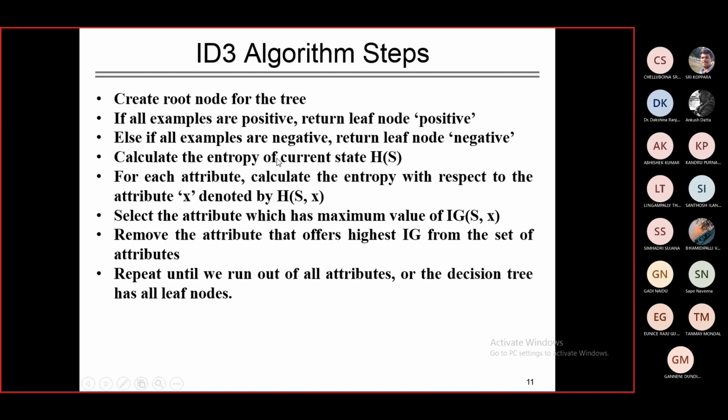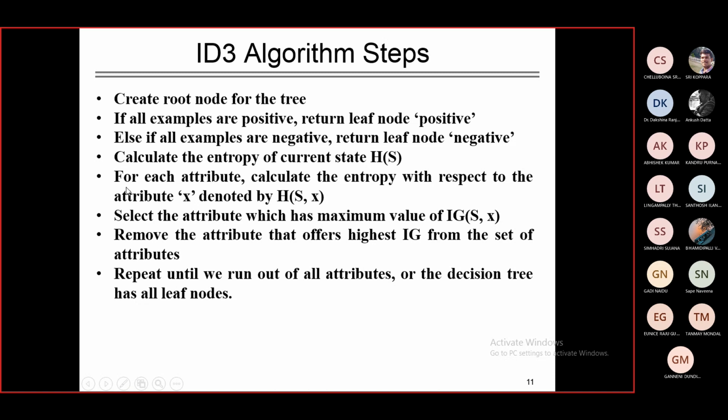Now let us look at the different steps of the ID3 algorithm. To construct the decision tree, here we are using the ID3 algorithm. So what are the different steps of the ID3 algorithm? First of all, we will create the root node of the tree. Okay, so this is the first step that we have to perform. In the second step, if all examples are found to be positive, then the leaf node will return positive. Otherwise, the leaf node will return negative. Okay, and in the next step, we calculate the entropy of the current state.